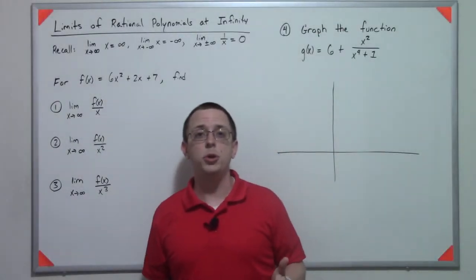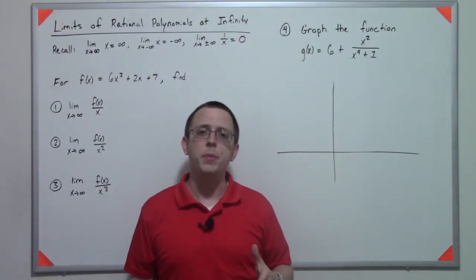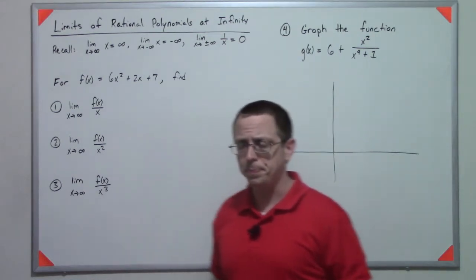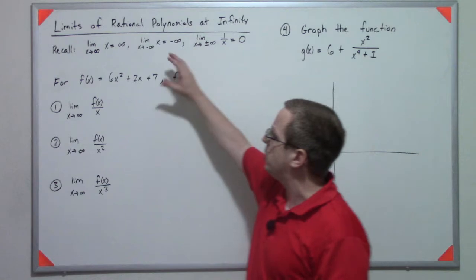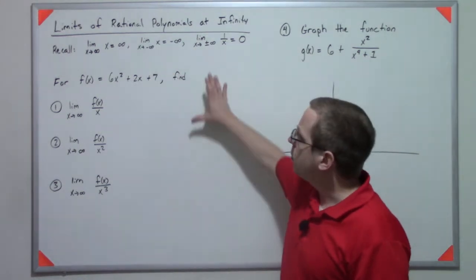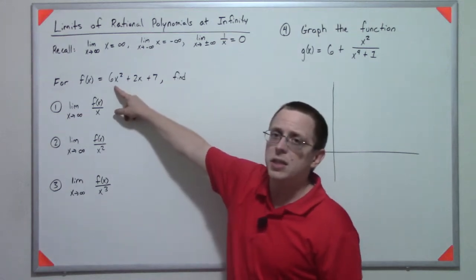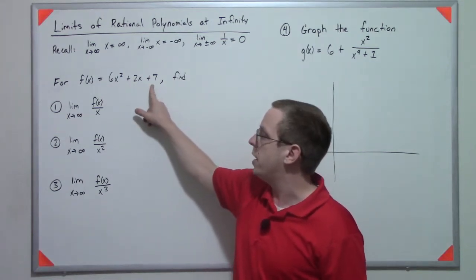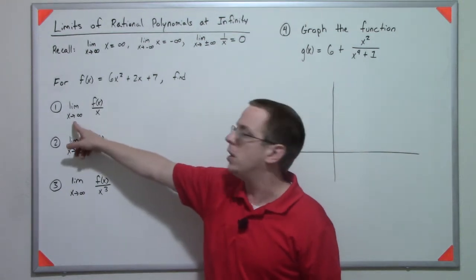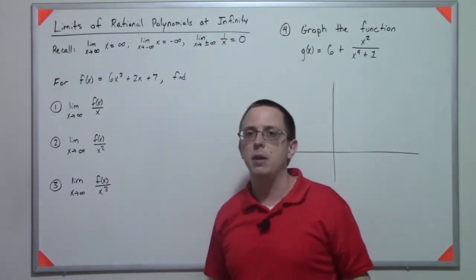Now that we've been introduced to the idea of limits at infinity, let's talk a little bit about those using polynomial functions. Rational polynomials, which just means polynomial on top, polynomial on bottom. So given this explicit function, 6x squared plus 2x plus 7, the first thing we want to do is find the limit as x goes to positive infinity of that function divided by x.